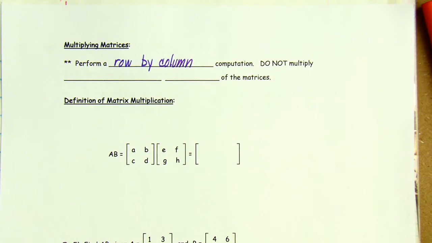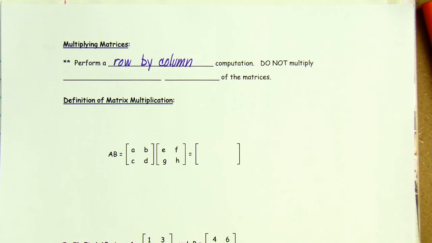So again, perform a row by column computation. Now remember, rows go across and columns go up and down. Also, memorize whatever it takes to help you remember it's always row first, right? When you find the order of a matrix, it's always row by column. When you're trying to find something like A sub 5, 2, the 5 is the row, the 2 is the column, right? It's always row by column.